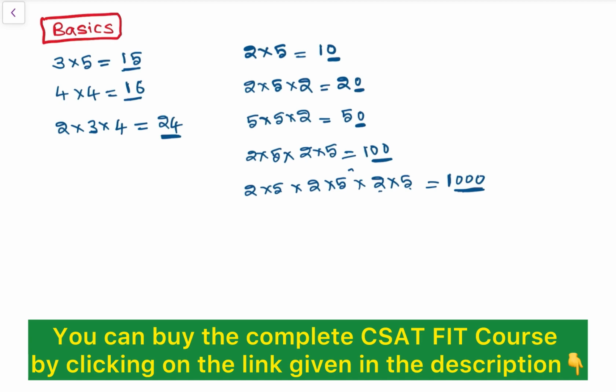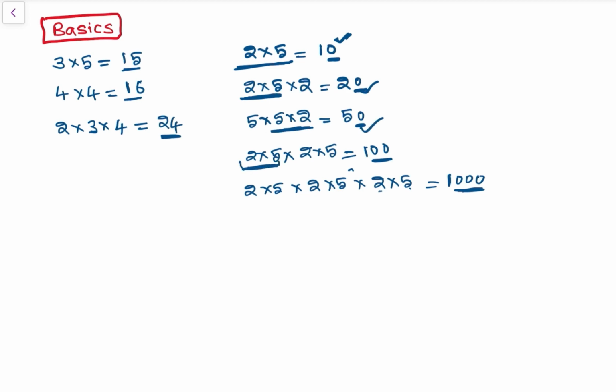From here we are getting a hint. Here 1 pair of 2 into 5 is there, so 1 zero. Here 1 pair of 2 into 5 is there, so we are getting 1 zero. Here there are 2 pairs of 2 into 5, this one is the first and this one is the second, so we are getting 2 zeros towards the end. Here we are getting 3 pairs of 2 into 5, 1, 2 and 3, so we are getting 3 zeros.